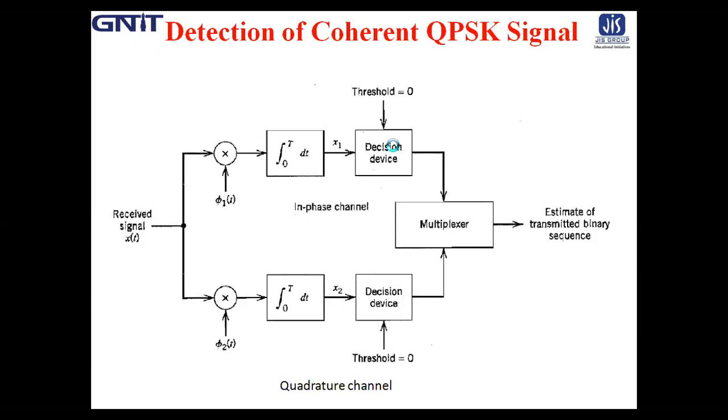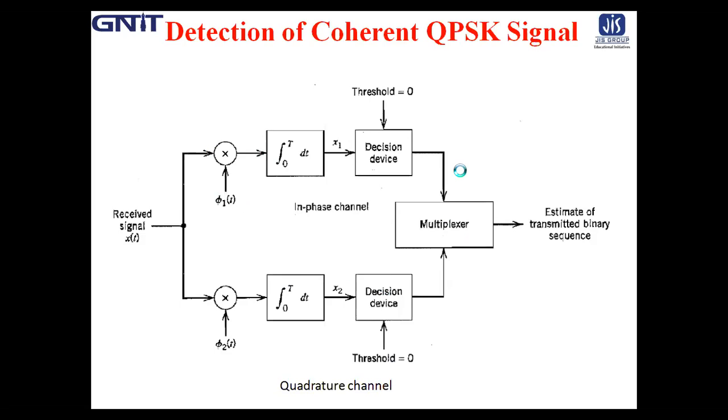Finally, these two binary sequences at the in-phase and quadrature channel outputs are combined in a multiplexer to produce the original binary sequence at the transmitter input, with the minimum probability of symbol error in an AWGN channel. So this is the in-phase channel and this is the quadrature channel. So this is how we can demodulate a coherent QPSK signal.